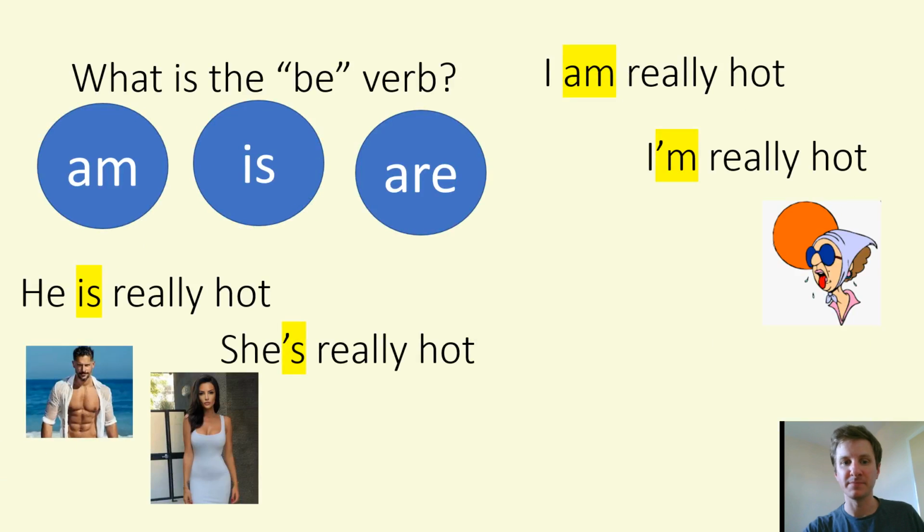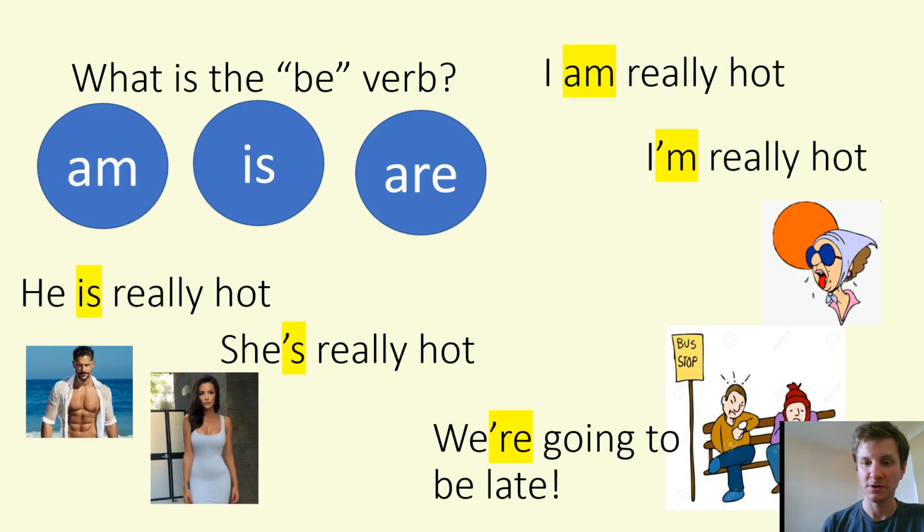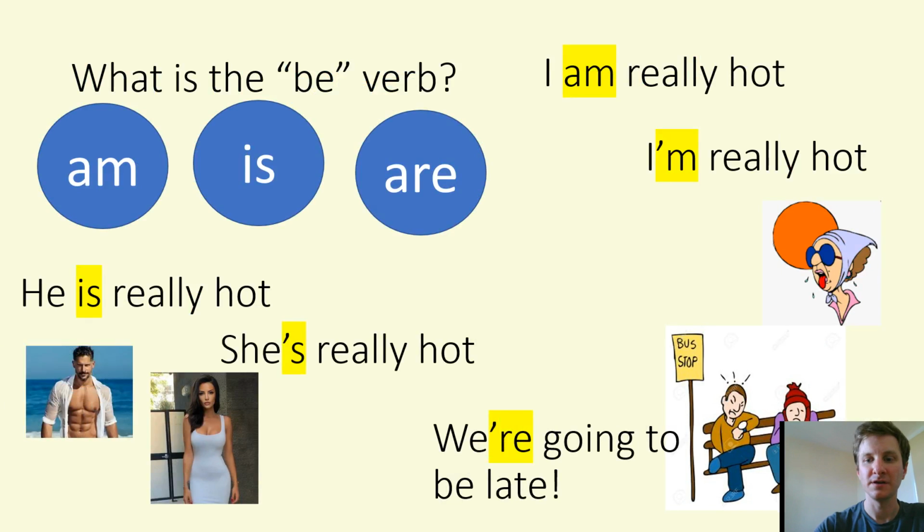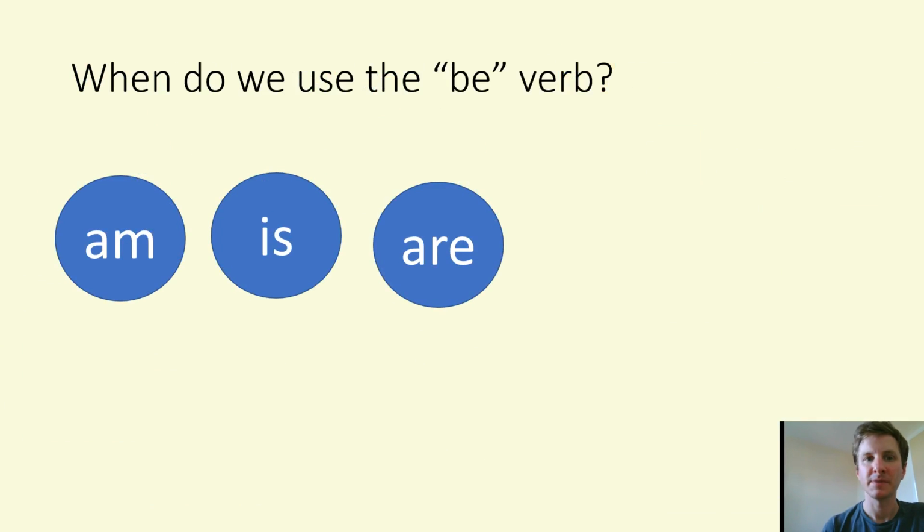Anyway, moving on, the be verb is am, are, is. So when should you use it? Oh, here's another example, sorry. So another example is we're going to be late. Here, we're means we are. So the be verb is am, is, and are. Okay. So when do we use the be verb? When do we use it? Well, I'm going to tell you now 10 ways you can use it.